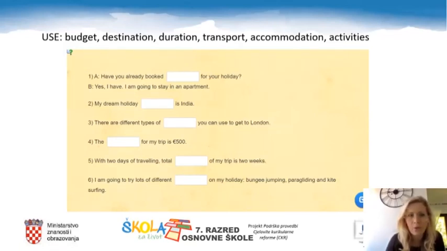First sentence. Have you already booked accommodation for your holiday? Yes, I have. I'm going to stay in an apartment. Sentence number 2. My dream holiday destination is India. Number 3. There are different types of transport you can use to get to London. Number 4. The budget for my trip is 500 euros. Number 5. With 2 days of traveling, total duration of my trip is 2 weeks. And number 6, I'm going to try lots of different activities on my holiday: bungee jumping, paragliding, and kite surfing.